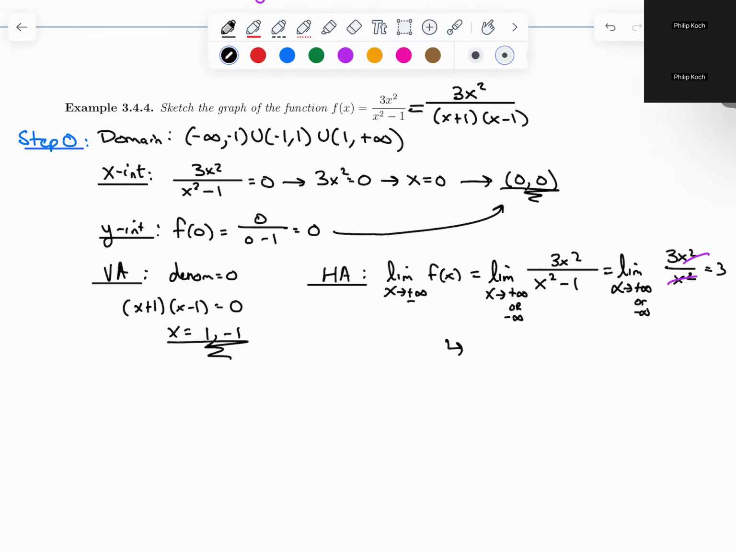So we have a horizontal asymptote at y equals 3. That's not step 0, that's step 1. I'm sorry.